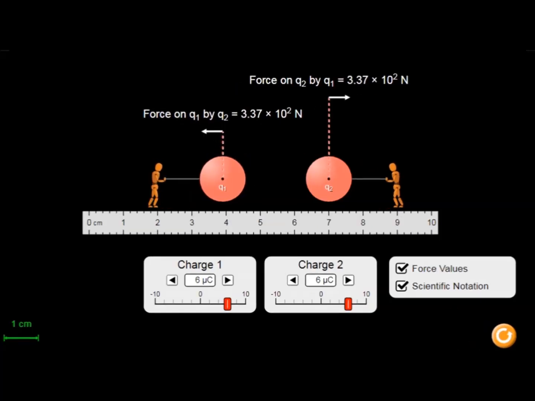In this part we will check the relation between force and charge. Here I can increase the charge of Q1. Here I can increase the charge of Q2. So if I increase the first charge to 10 microcoulomb, as you see, the amount of applied force between them increases. And if I increase the second object's charge, as you see, the amount of force increases again. So here we can say the amount of charge and the force are directly proportional.